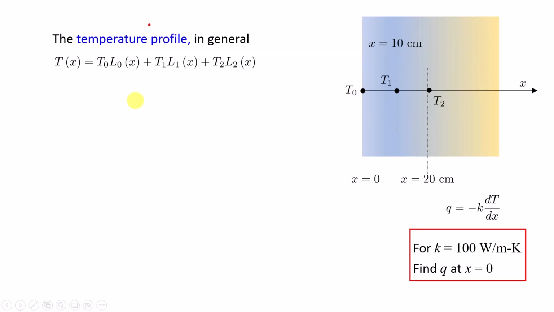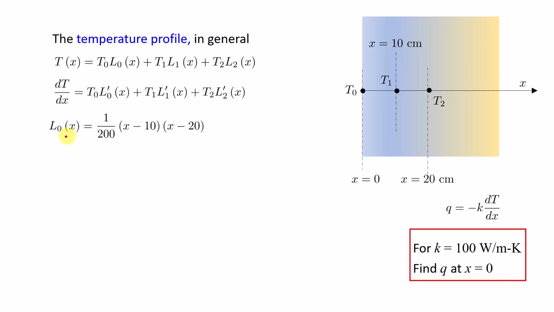So let's say this is my temperature profile. I want to find the dT/dx first, and once again you see that it only involves the derivatives of L0, L1 and L2. It doesn't matter what the values of T0, T1 and T2 are. Once I have L0, L1, L2, I am fine. The derivative will not change when the temperature changes.